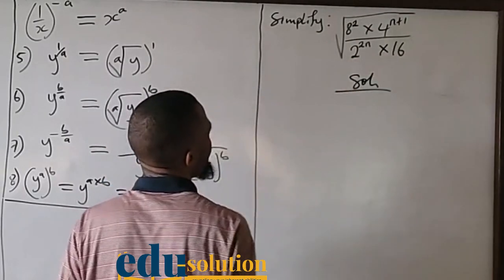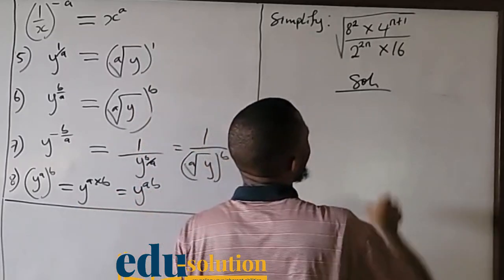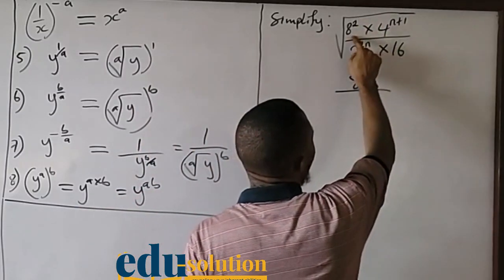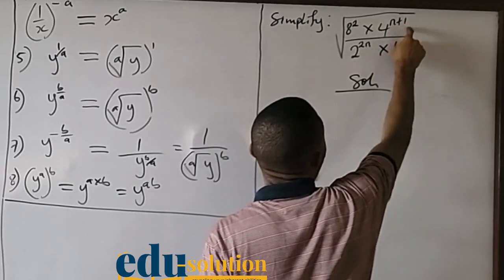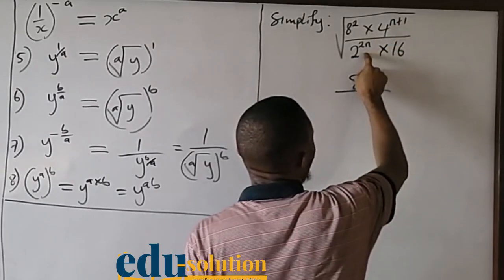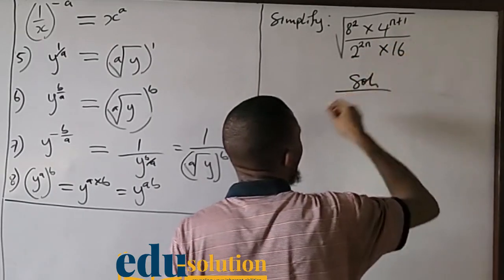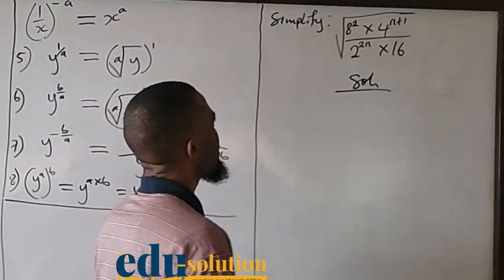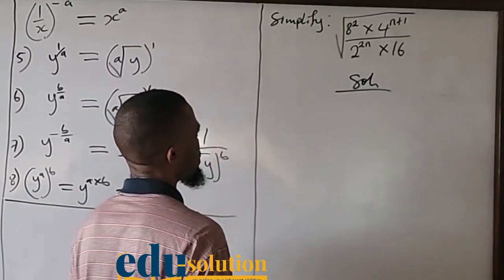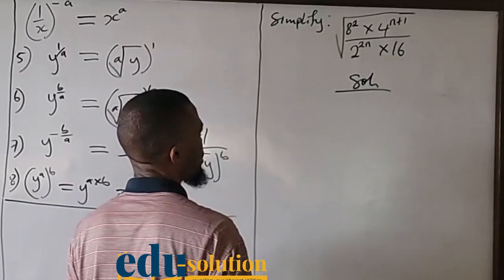So I think the first thing we're going to do is to consider the things that are inside. We'll have 8 squared, and then we'll have 4 raised to the power of n plus 1, and then we'll have 2 raised to the power of 2n, and then we'll have 16. So I always advise in situations like this, it is very important that we have to consider the terms and also the power.